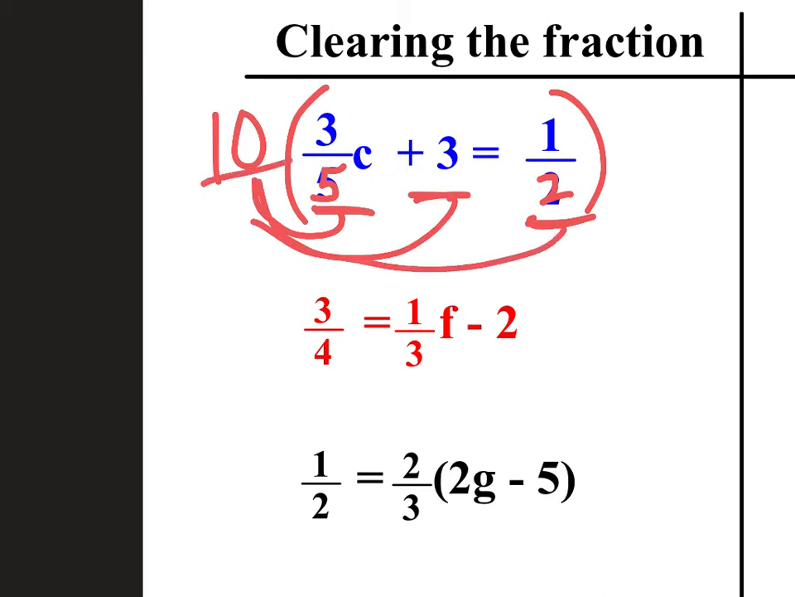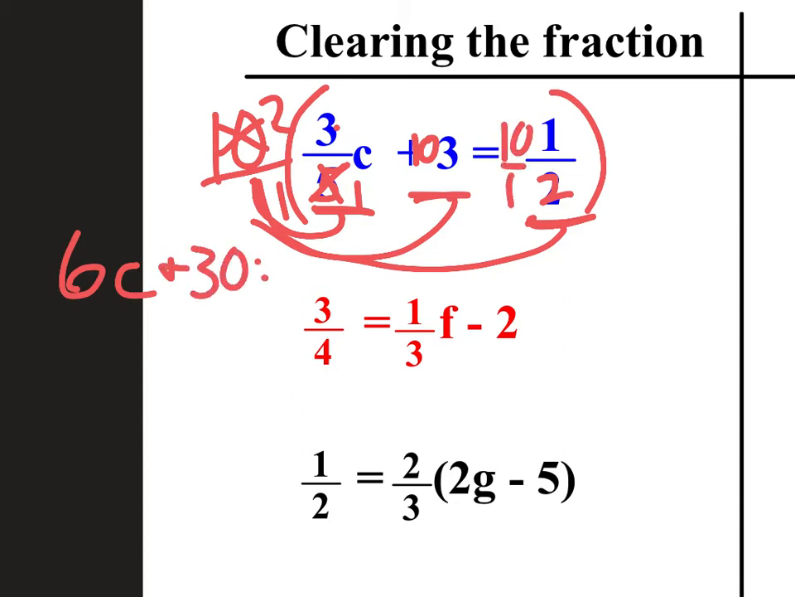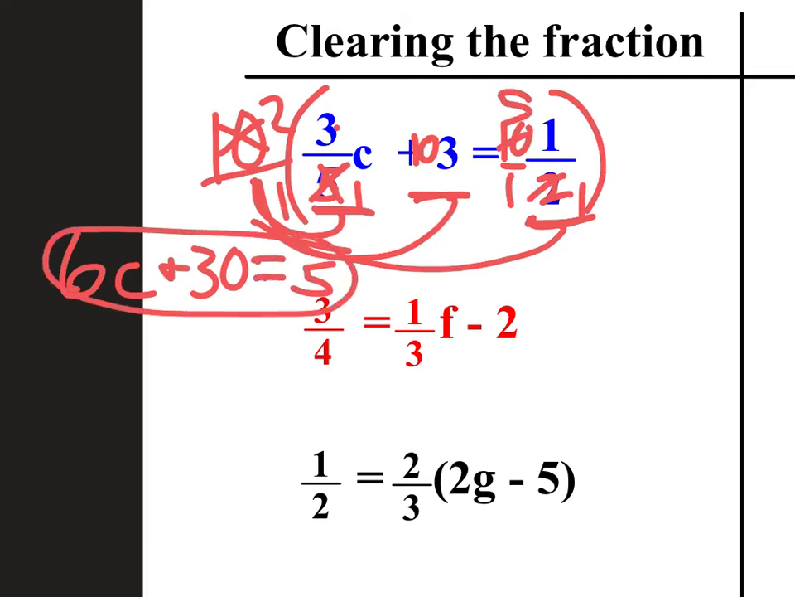So I'm going to show you the cross simplification step. 5 would become 1, and 10 would become 2, and 2 times 3 is 6. So that becomes a 6C. I do that same thing over here. 10 times 3, of course, is 30. And then I do that exact same step over here. Cross simplify, it becomes 1, and that becomes 5. And now you have the equation 6c plus 30 equals 5. I made each one of those 10 times larger.